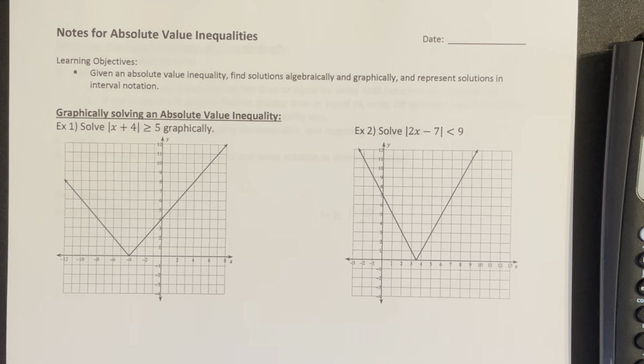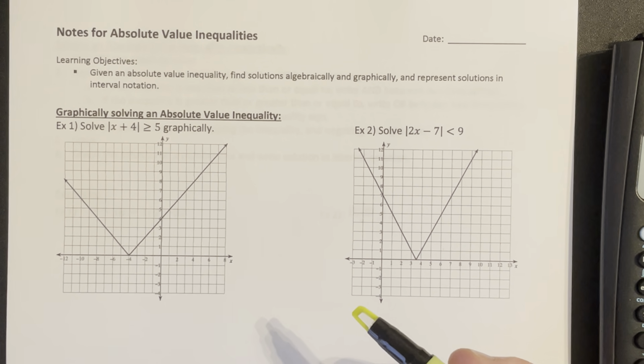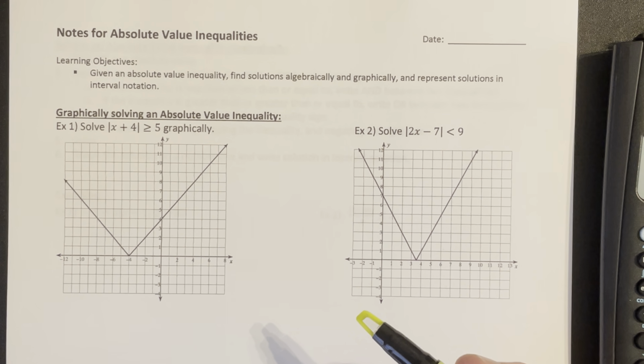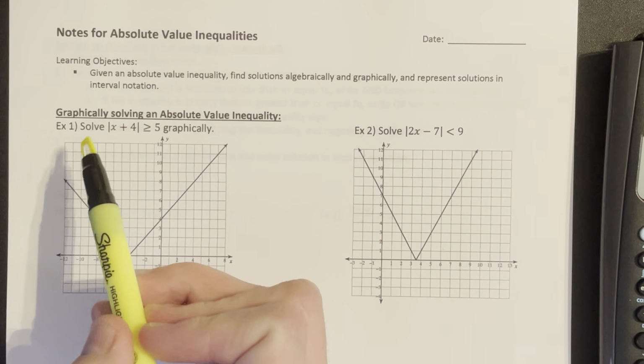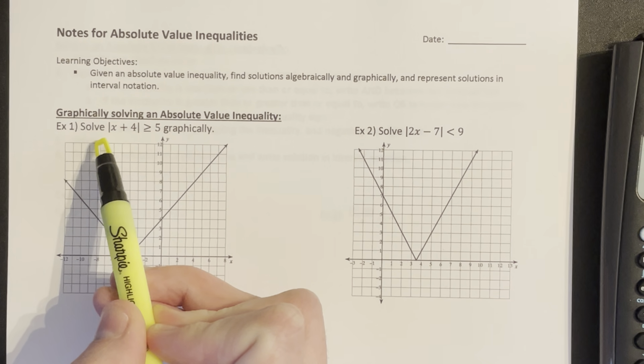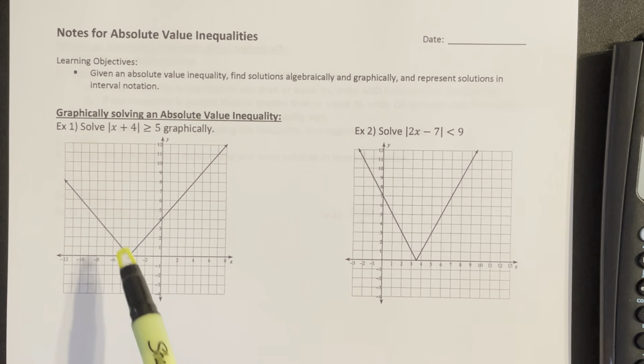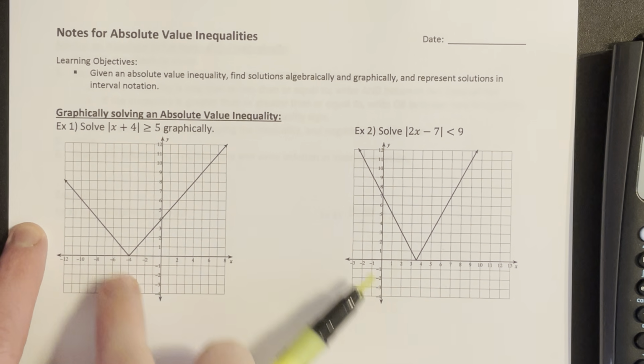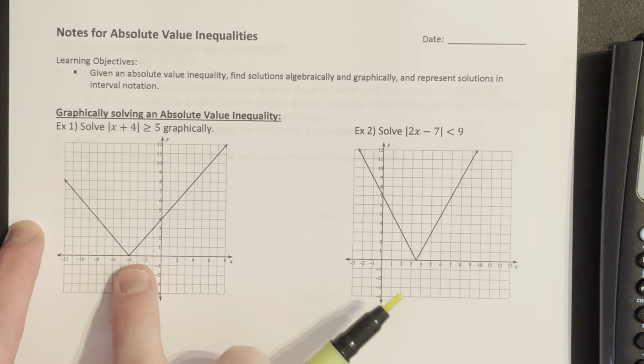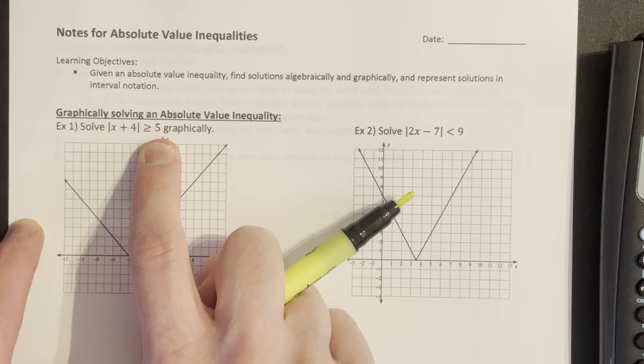In this lesson, we're going to look at absolute value inequalities, and we're going to start out looking at them graphically instead of algebraically. So when we have this inequality, it's saying the absolute value of x plus 4 is greater than or equal to 5. Graphically, what we see is we have the absolute value function. We want to know when it's going to hit 5.